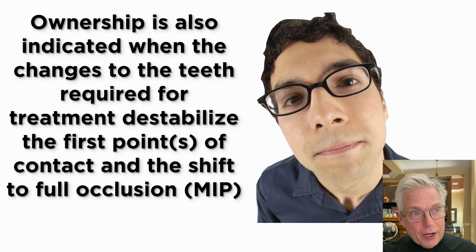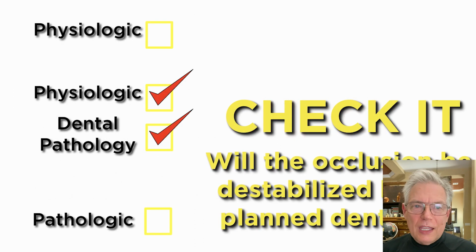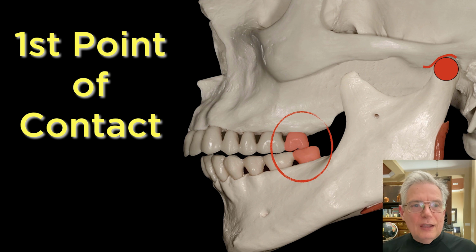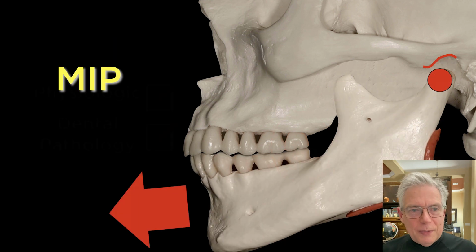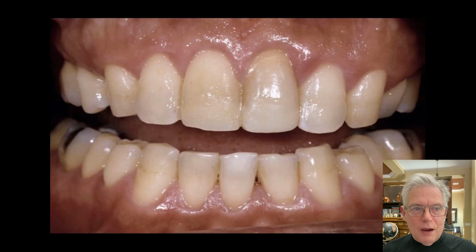Ownership is also required if the changes to the teeth required for treatment for non-occlusal things would destabilize the first point of contact in that shift, which means that I have to check it. Will the occlusion be destabilized by the planned dentistry? Here's a seated joint. There's a first point of contact. Again, that first point of contact, there's MIP. If I'm going to treat both posterior quadrants on this side for that patient, can you see that that could be an issue? Because I am not going to be able to recreate exactly what was there.